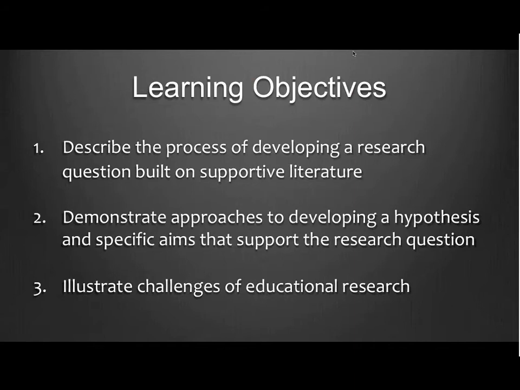So first off, the learning objectives that we have for today are to describe the process of developing a research question built on supportive literature. That's going to be very paramount to developing your question and using the literature. Demonstrate approaches to developing a hypothesis and the specific aims that support your research question. And lastly, we'll discuss some challenges that are very unique to educational research that need to be accounted for, but also can be gotten over to achieve the goal of doing your educational research project.